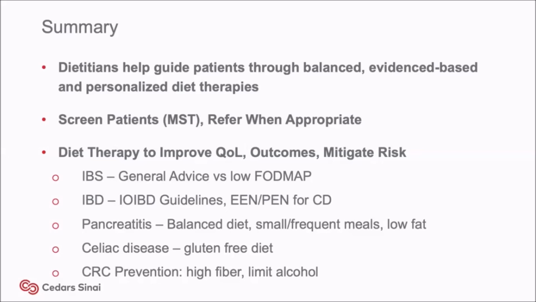For IBS, general diet advice versus a low FODMAP diet. For IBD, the IO-IBD diet guidelines, or exclusive enteral nutrition or partial enteral nutrition for Crohn's disease. For patients with pancreatitis, encourage a balanced diet, small frequent meals, and low-fat foods. For patients with celiac disease, strict adherence to a gluten-free diet is recommended. And for CRC prevention, encourage a high fiber diet rich in fruits, vegetables, and whole grains, and limit alcohol.